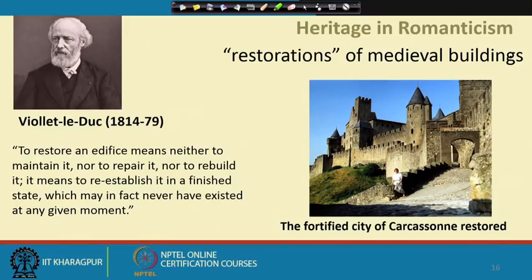To restore an edifice means neither to maintain it, nor to repair it, nor to rebuild it. It means to re-establish it in a finished state, which may in fact never have existed at any given moment. I have already talked about what restoration meant for him.